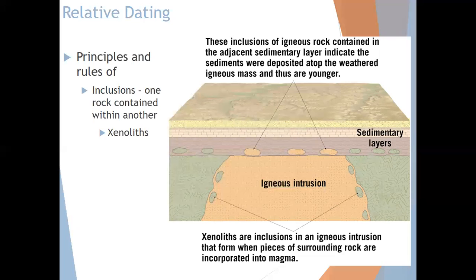There may also be inclusions inside of the rock above it. In the sedimentary layers, we see some igneous and some green inclusions in there. And they were deposited from elsewhere, moved into this area and deposited after the weathering process.